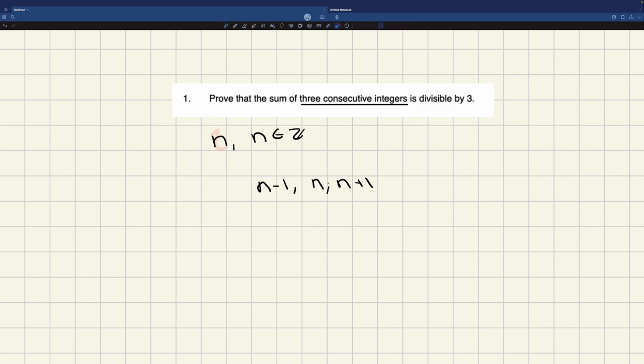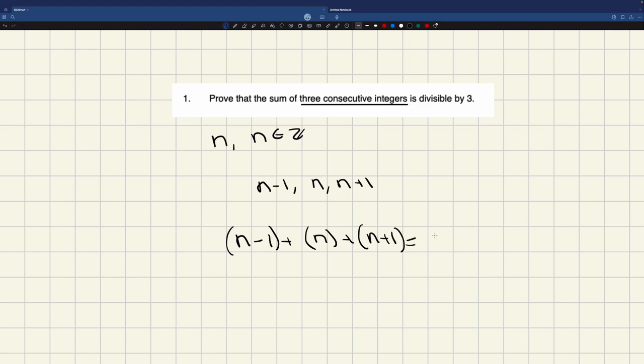Why? Let's take 2 as n. 2 plus 1 will be equal to 3, and 2 minus 1 is 1. So 1, 2, 3. There, we get 3 consecutive integers. So prove that the sum, so sum means that we're adding, so we will be adding n minus 1 to n plus 1. Actually, just for the cleanness of it, let's add brackets over here as well.